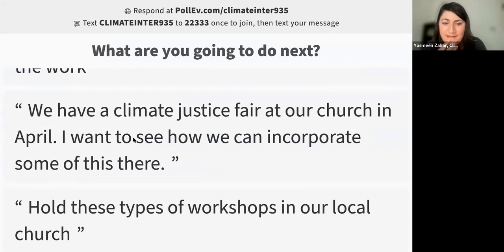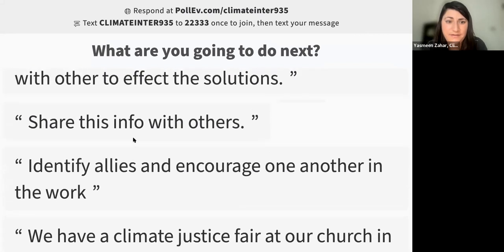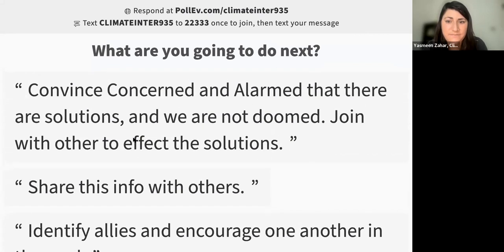So I saw a lot of people saying they'd like to hold these types of workshops in their local churches, at a climate justice fair. Identify allies and encourage one another in the work. Yeah. Share this information with others. Mm-hmm. Join with others to affect the solutions. Promote nonviolent direct actions. Yep. Build up positive ideas and projects and don't bash on people with negatives. Yeah, that's a great perspective on how you talk to people and building up some of their ideas. Those are ways to challenge mental models in a way that doesn't need to be negative. So that's a great one, Christy.